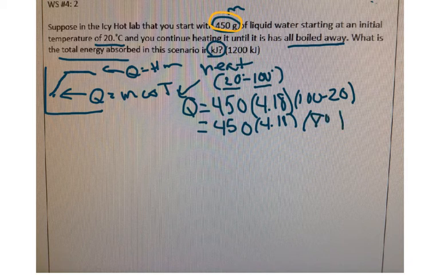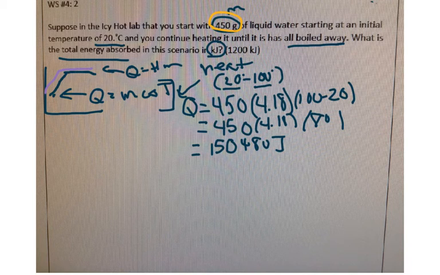I'm going to plug this into my calculator, and I'm going to have 150,480. My unit is joules. Do not round for sig figs until your very final answer. All right, so this is the heating part. I've already dealt with this part, now I need to deal with the leveling off part, or the phase change where it's boiling away.